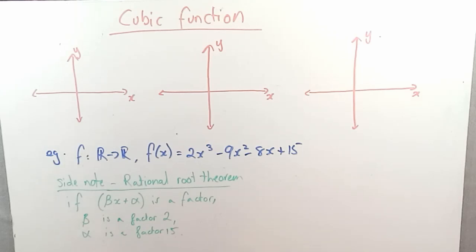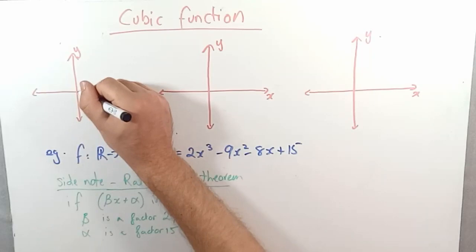4e. Okay, we're up to 4e. Cubic functions. Okay, so we've got a few different shapes here for cubic functions. What can they look like? All right, we can look like this.